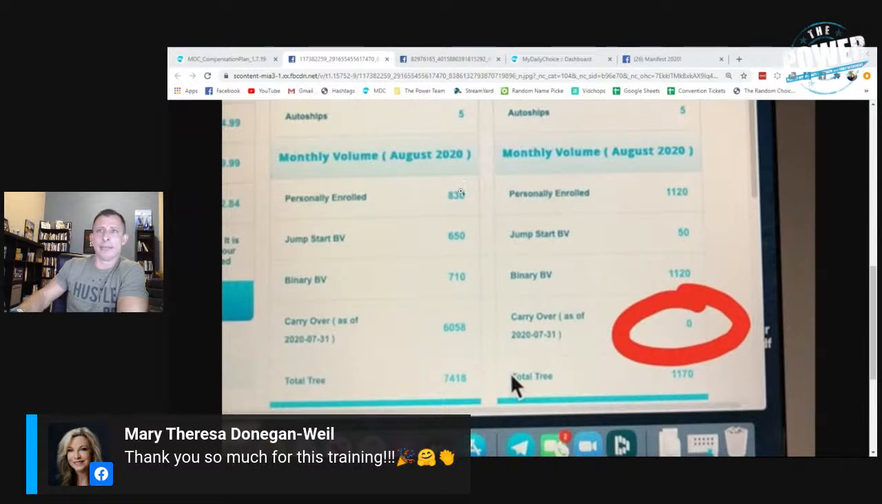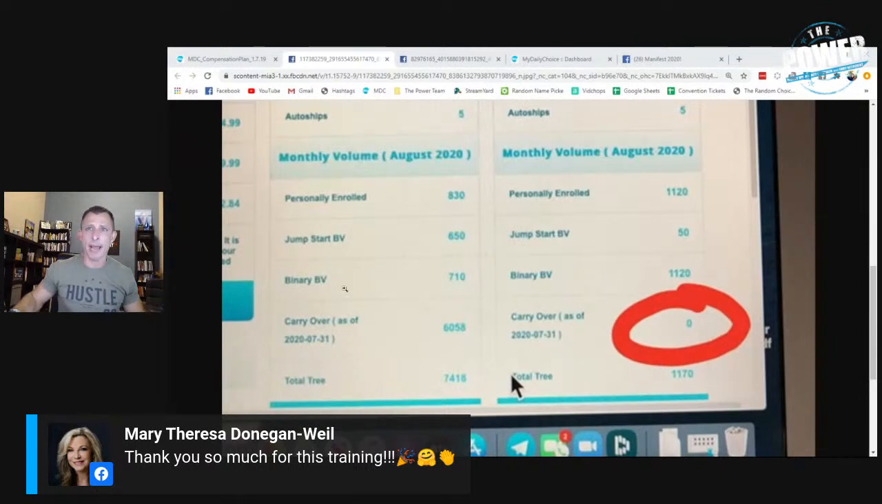Now, personally enrolled has to be at least 90 right here. The third and final requirement is right here. This has to be 300. Everyone listen carefully. We're getting into some nitty gritty stuff again. Thinking cap. Here we go.